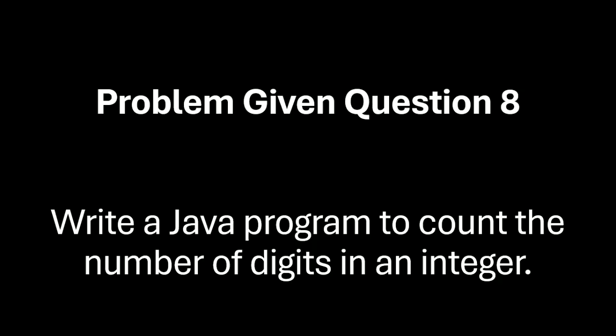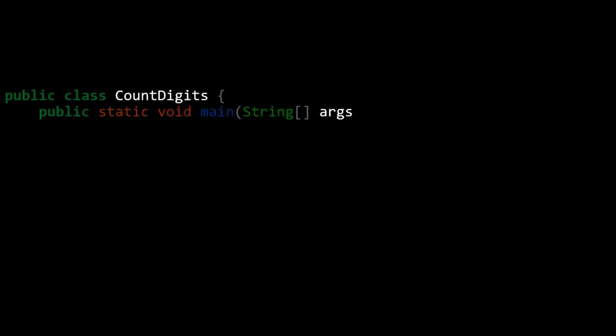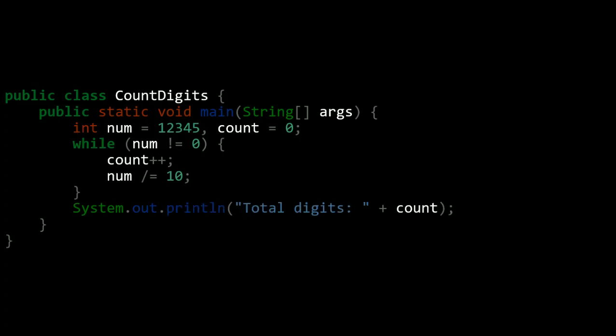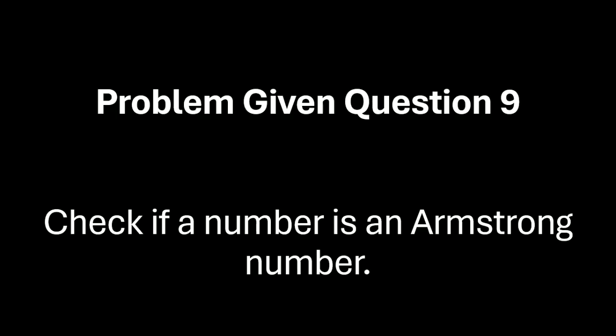Write a Java program to count the number of digits in an integer. So here your count digits, and the number given is 1, 2, 3, 4, 5. You will have to count the total number of digits using a while loop, and with a very 2 line of code you will get your digit count, right? So let's move to the 9th question.